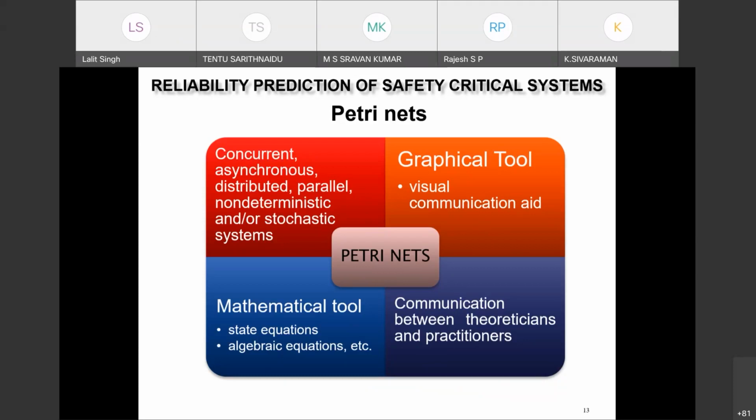And it is also a mathematical tool. So yesterday we had only seen the modeling aspect. Today we will see how the mathematical equations can be derived from this model, and those mathematical equations can give a lot of insights about the system. So particularly in this session, we will be talking about the reliability quantification.